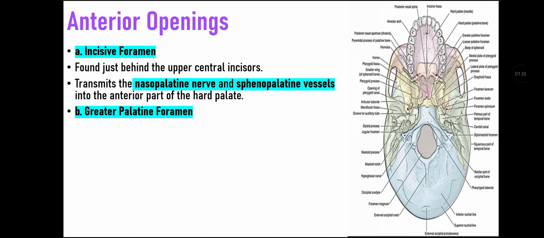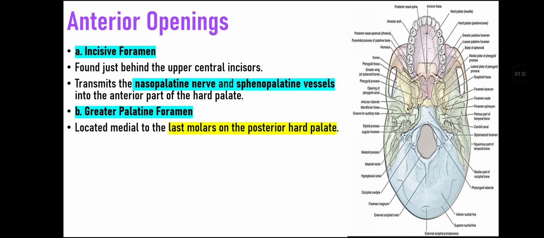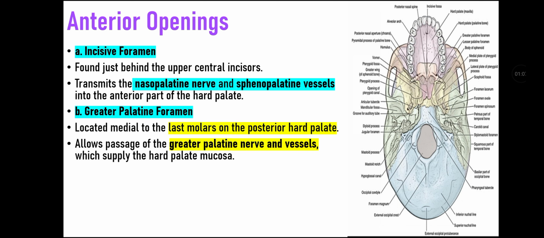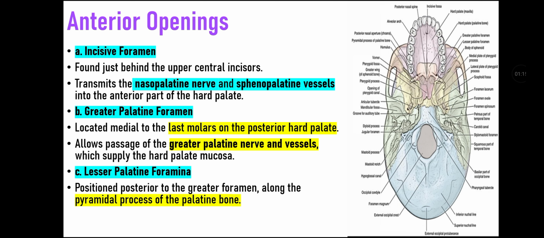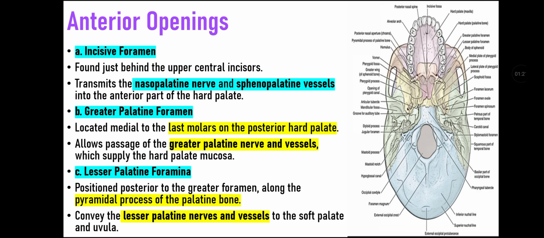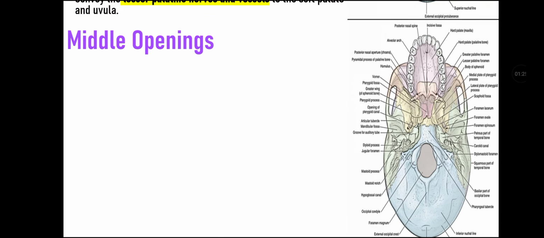Second anterior opening is greater palatine foramen that is located medial to the last molar on the posterior hard palate. It allows passage of greater palatine nerve and vessel which supply the hard palate mucosa. Third is lesser palatine foramina that is positioned posterior to the greater foramen along the pyramidal process of palatine bone. It conveys a lesser palatine nerve and vessel to the soft palate and uvula.